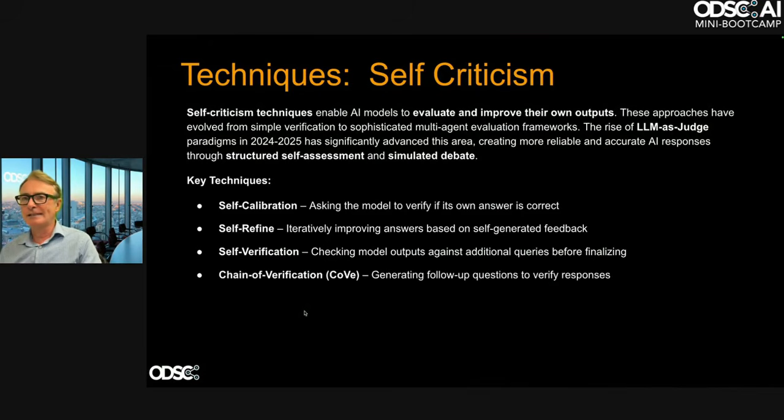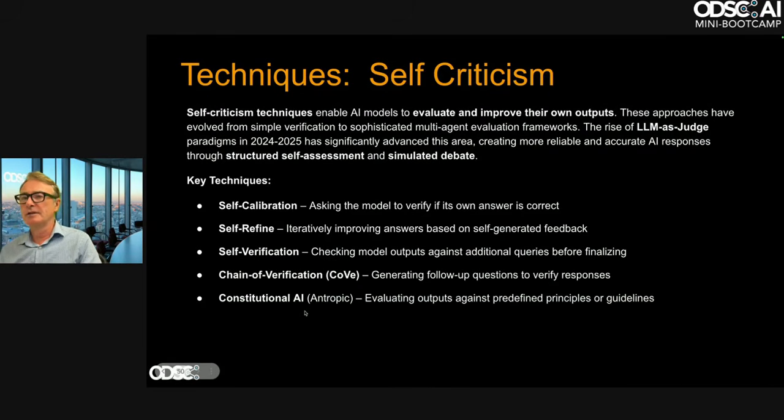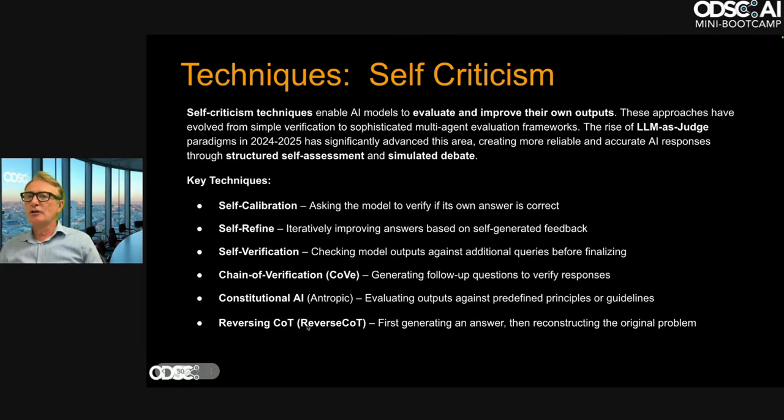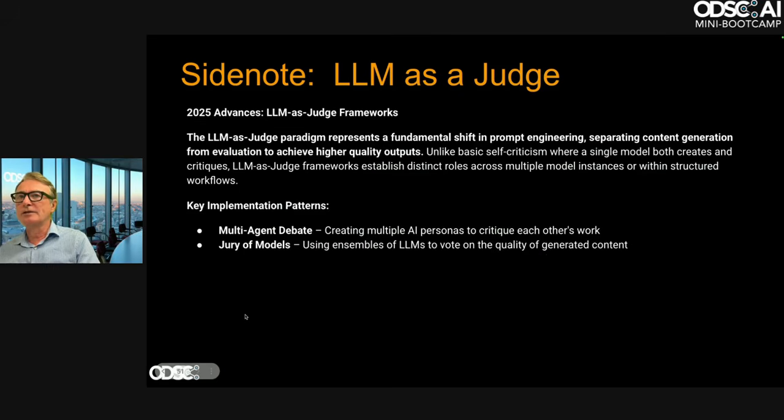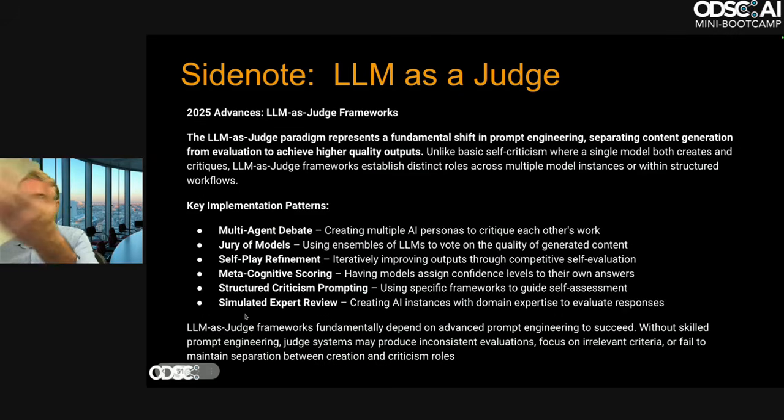Self-calibration, self-refine, self-verification, chain of verification, constitutional AI. This is pretty famous; Anthropic came up with it to make sure that AI doesn't go off the rails whenever it does become AGI. And then reverse chain of thought, where you ask it to generate the answer first, and then reverse engineer its thinking. This is very interesting. Another thing we use a lot in evaluation is LLM as a judge. Again, this is a reference slide, and I'm not going to go through it line by line.